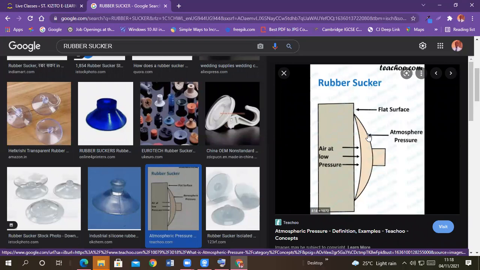So the main thing is that this pushing of the rubber sucker onto the wall is what drives out the air. Once the air is driven out, the pressure in between the wall and the rubber sucker becomes very low. Then the outside atmospheric pressure is high, and that outside atmospheric pressure is the one that pushes the rubber sucker to stick onto the wall. Okay?